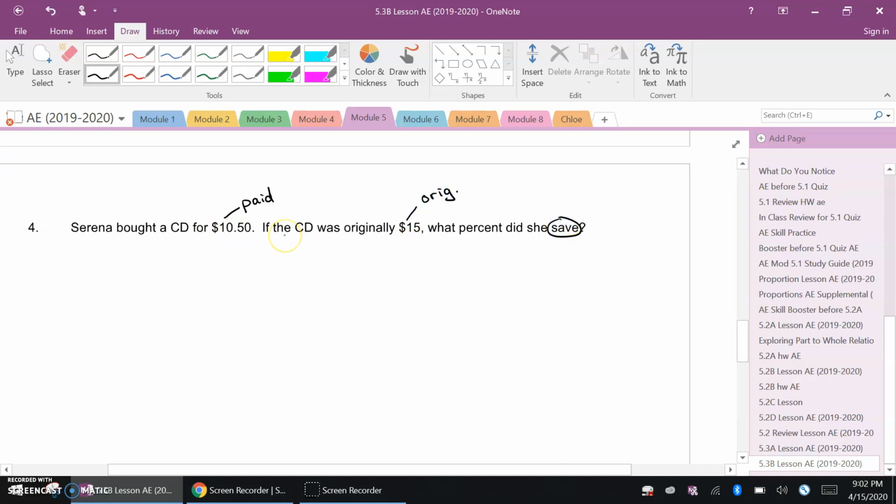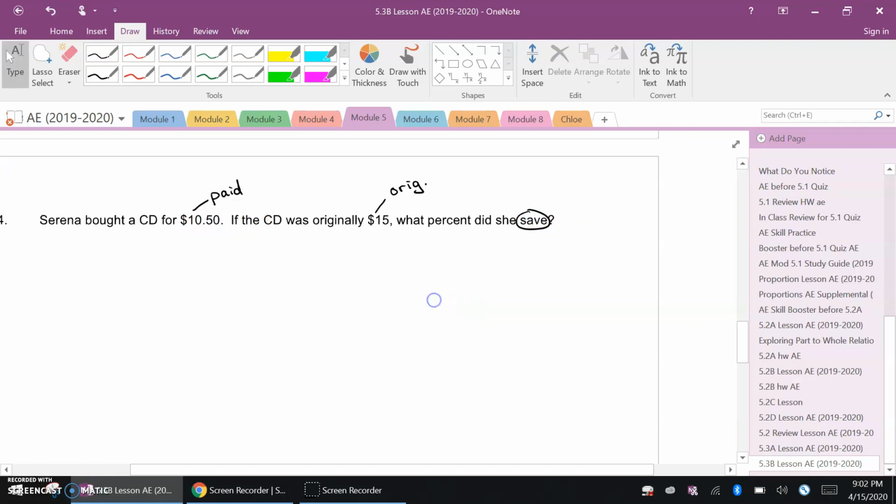But $10.50 is not what she saved. In order to figure out what she saved, off to the side, you need to subtract 10.50 from 15. And so if you do that, you're going to get $4.50, and that's the amount of money that she saved. So we're going to look at letting x equal the percent saved.